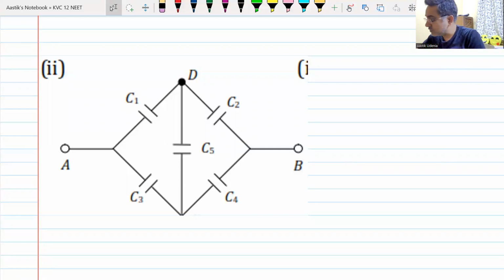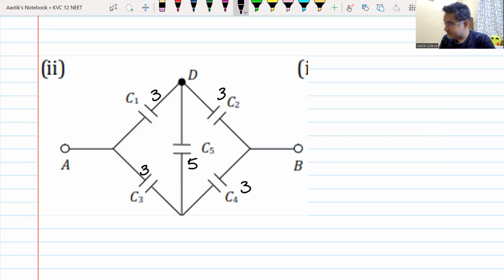So the question is like this. This capacitor is 3 microfarad. This capacitor is 3 microfarad. This is 3, this is 3. And this is 5 microfarad. Can you find out the effective capacitance between A and B? That is the question. Simple question with a simple answer. I hope you can give me the answer for this one. Very simple question has come.